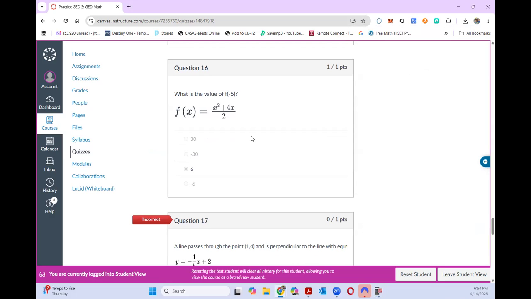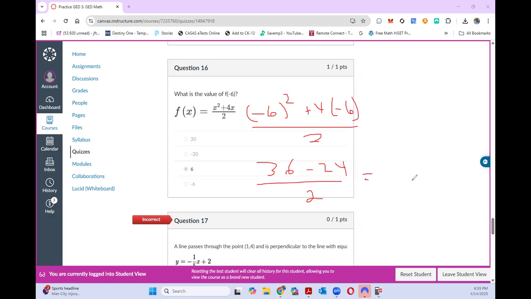Again, I don't know if this is right or not. Let me check it. Minus 6 squared plus 4 times minus 6, all over 2. So you get 36 minus 24 over 2. You get 12 over 2 equals 6.